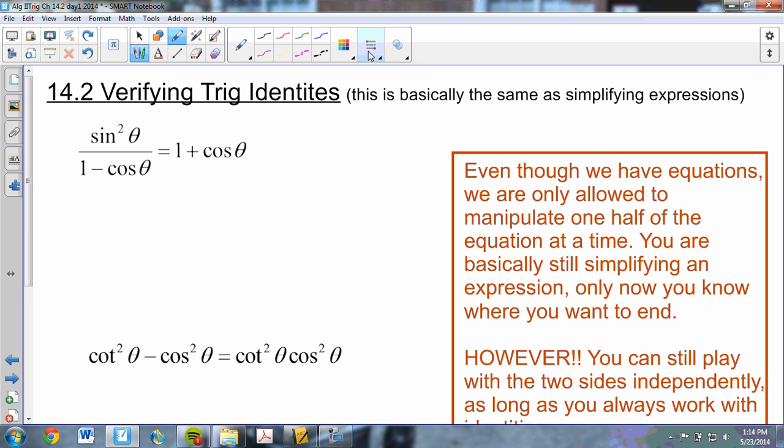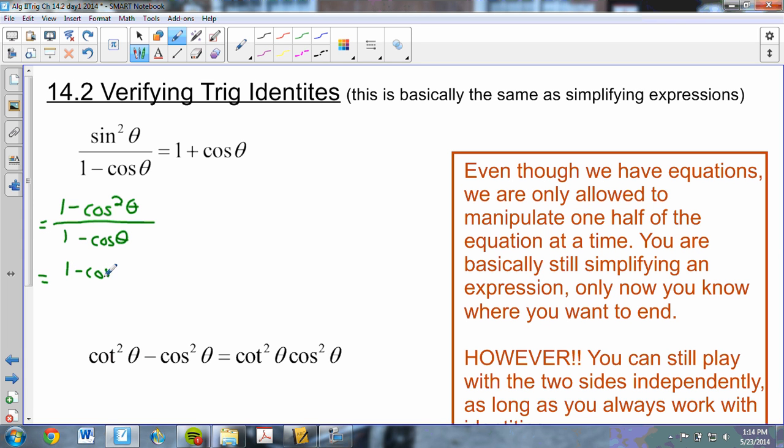Well, where should we start? What about 1 minus cosine? It's not anything. If it was cosine squared, it would be something, but it's not. Sine squared is 1 minus cosine squared. I can't cancel anything here, and I can't do anything here yet. I can factor it. How does it factor?